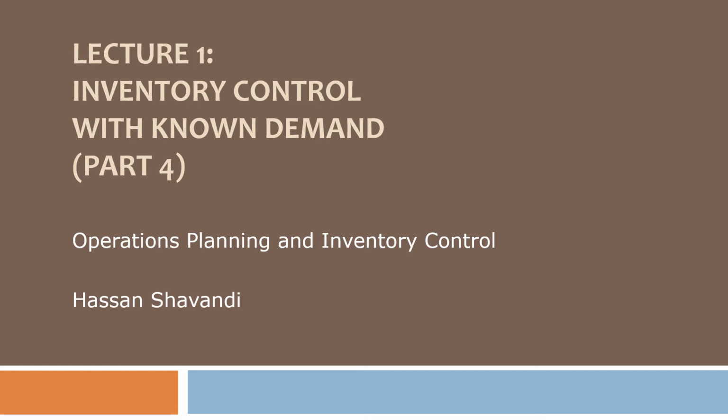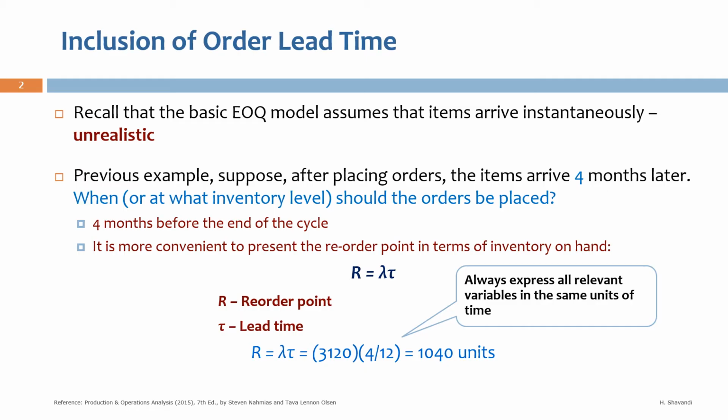Hi everyone, let's start week 2. In this week, we will have the remaining of lecture 1 or chapter 4 of our course, and we will cover the rest with 4 parts. So we will have parts 4, 5, 6, and 7 of our chapter 4. This is the first one, part 4. Inclusion of order lead time.